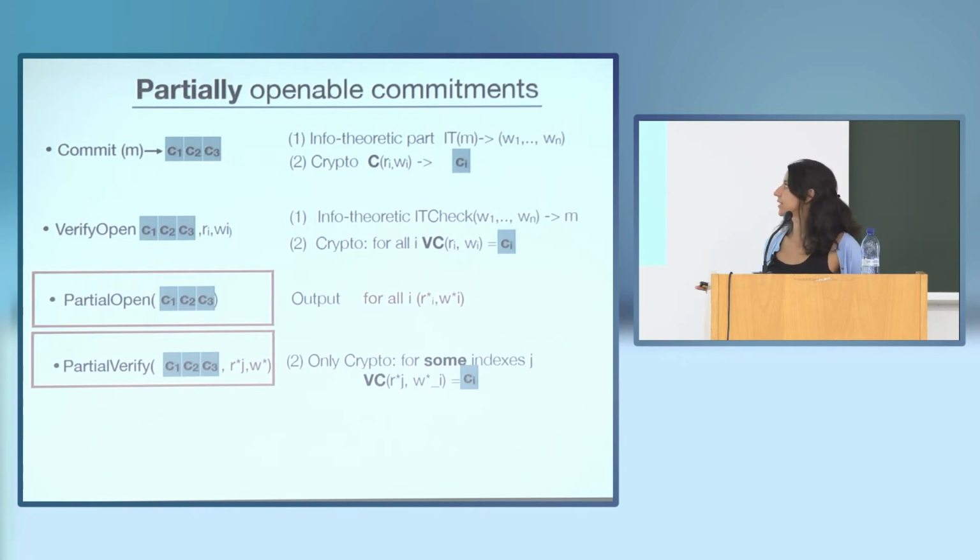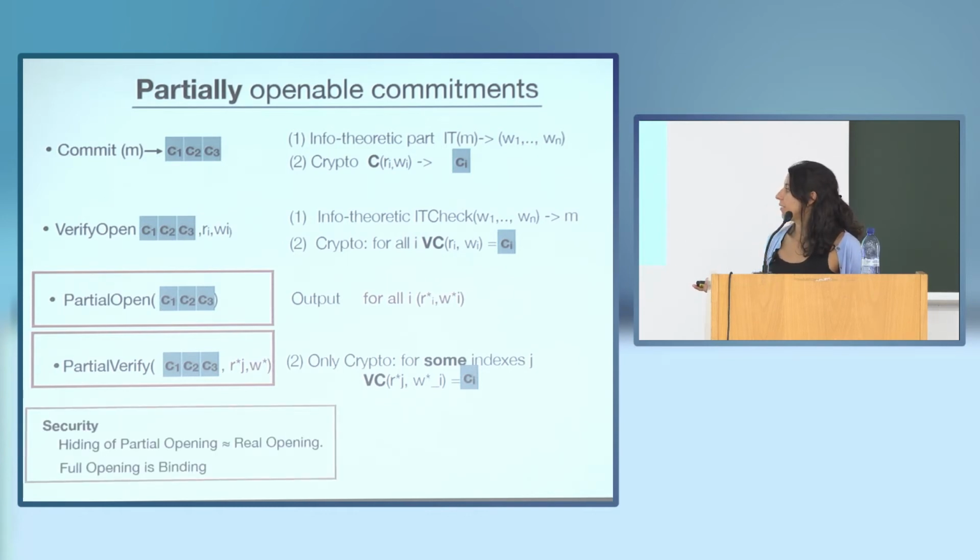I'll show you how to construct it in a second, but let's say you have this primitive. I claim that now it's straightforward to just reuse the black box approach we have in the literature. And why? Of course, from security, you want the real opening and the fake opening to be indistinguishable. And you also want to make sure that nobody should be able to actually do a full opening unless you actually get it.